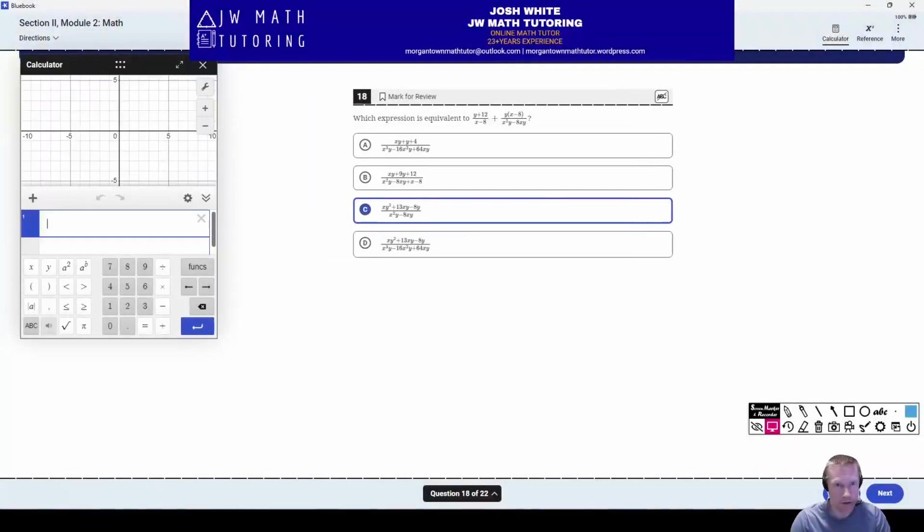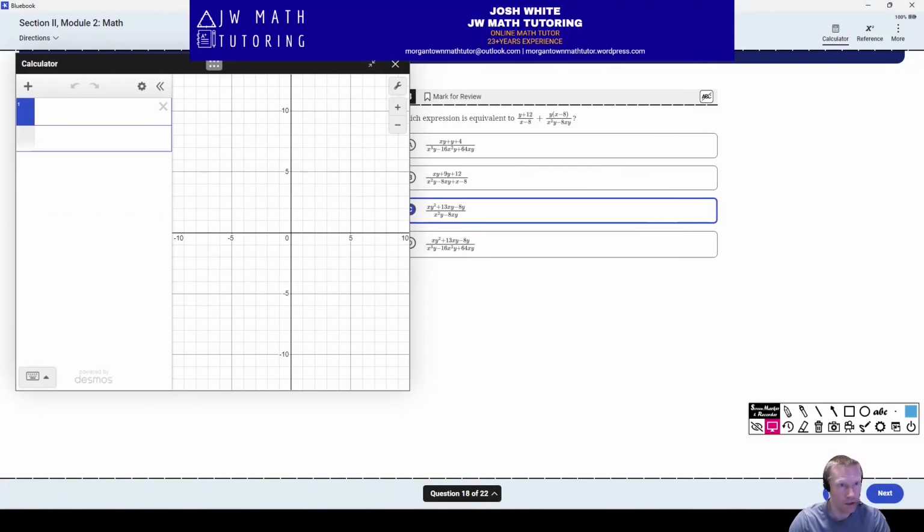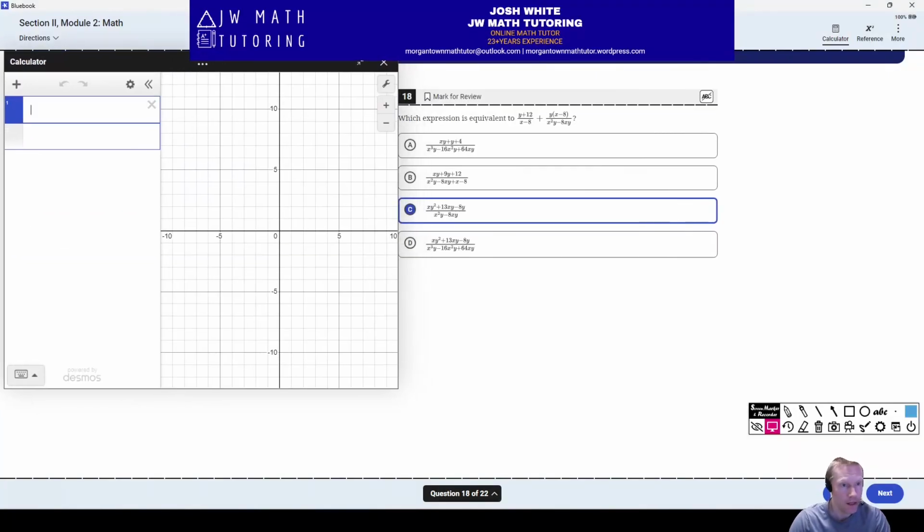Now, if you want to do this in Desmos, essentially what you're going to have to do is replace the x and the y with different letters. So I'm just going to do A and B. I'm just going to make a note: X is A, Y is B. All right. And then we're just going to match the values of the expressions.